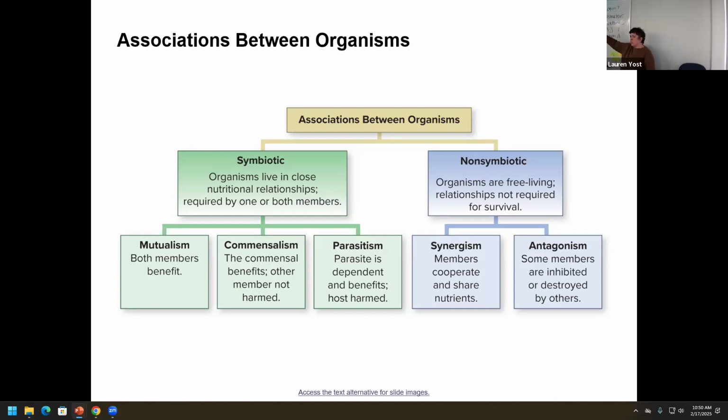Does that make sense? That dog doesn't have to be in that relationship. If they had to be in that relationship, that would be symbiotic. So we're going to focus on the symbiotic guys. There's three types of symbiotic relationships.